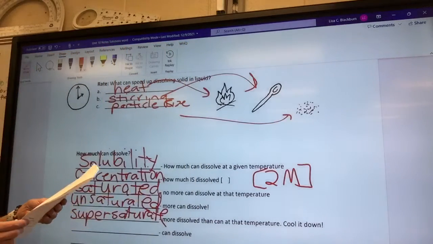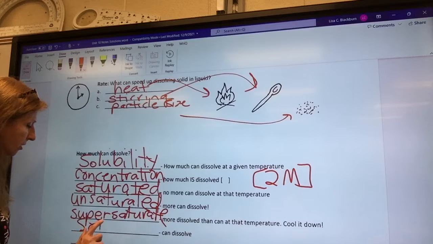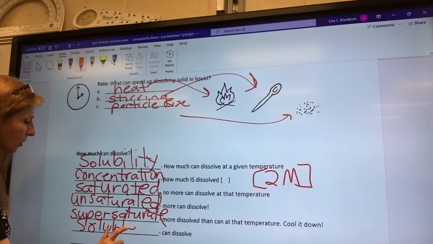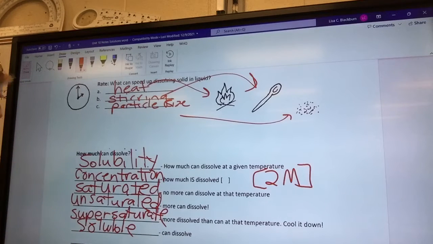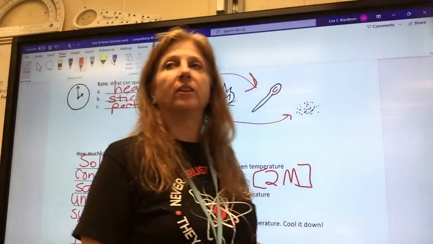All right. So if something can dissolve, it's said to be soluble. I bet you already know that word. And if something cannot dissolve, it is said to be insoluble. Insoluble. Did you already know those words?